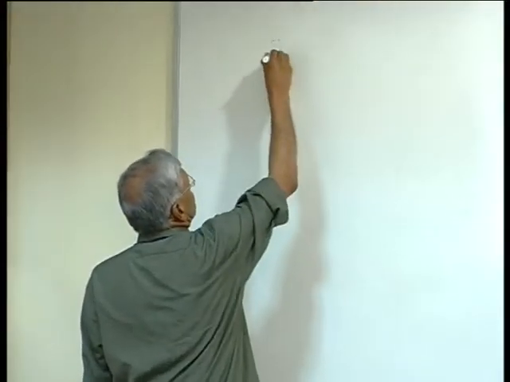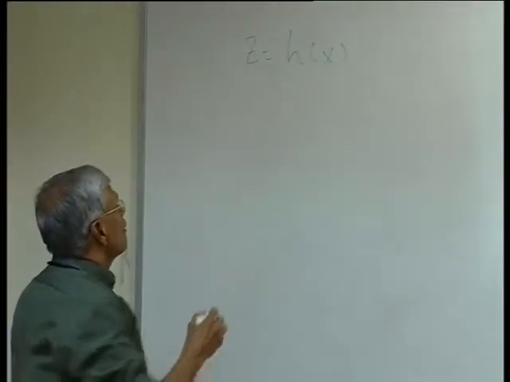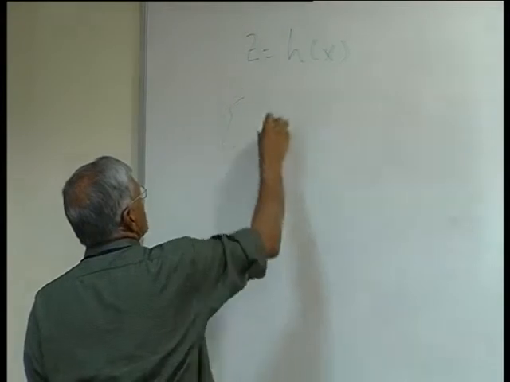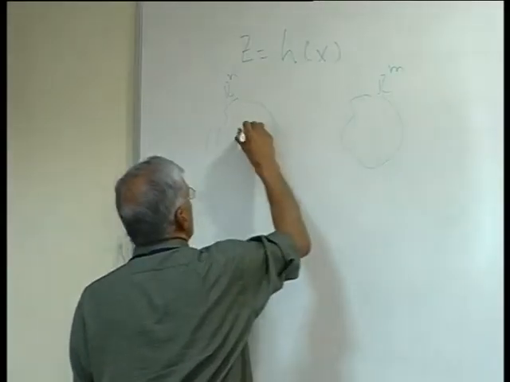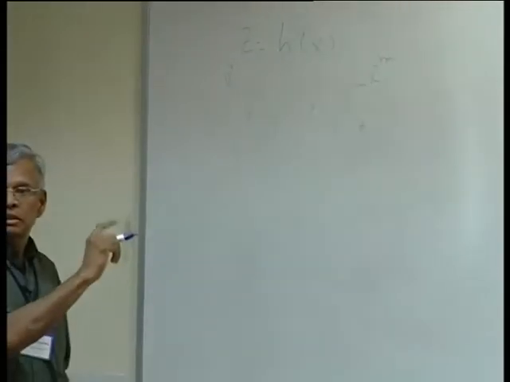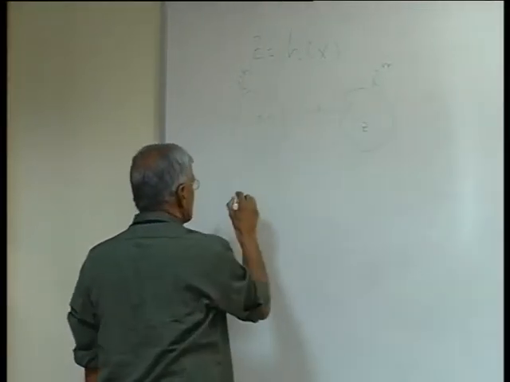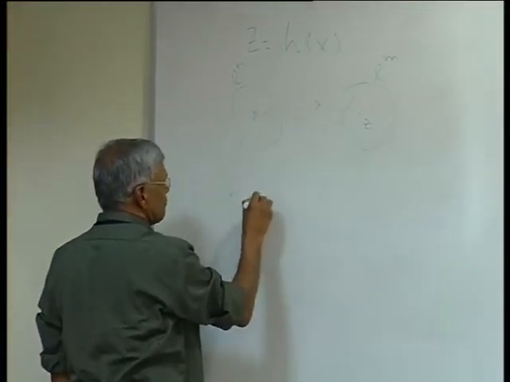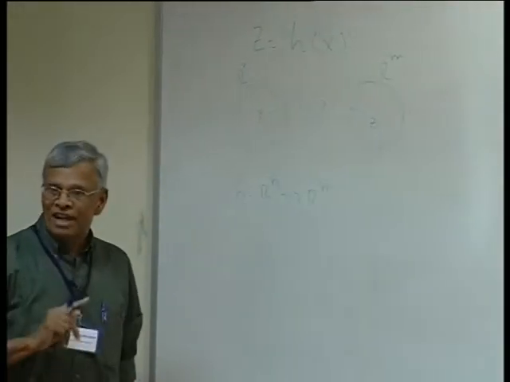I have z is equal to h of x. H is a function that maps the model space to the observation space. This is x, this is z. Can all see this, please? This color is good? Okay. H is a nonlinear function. So what is h? H is a function from Rn to Rm. This is a vector-valued function of a vector.